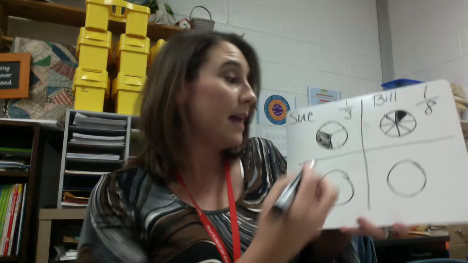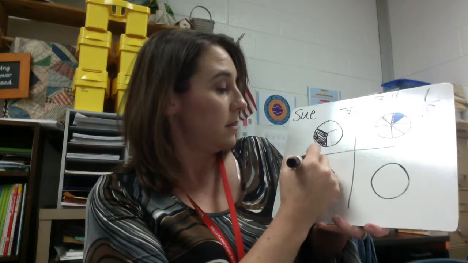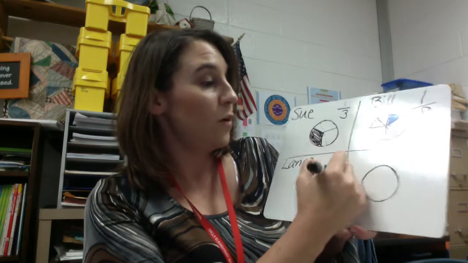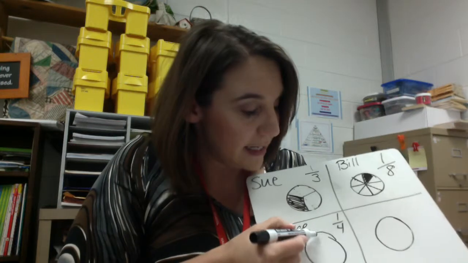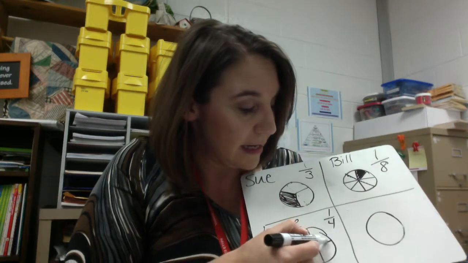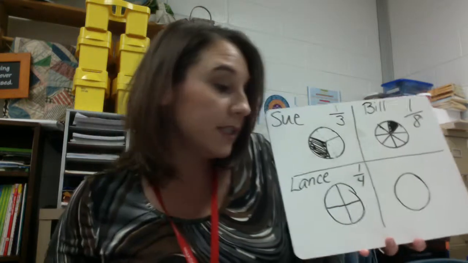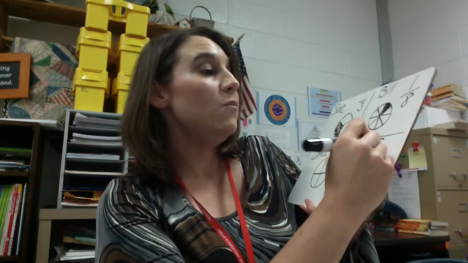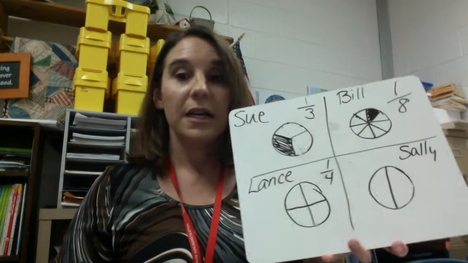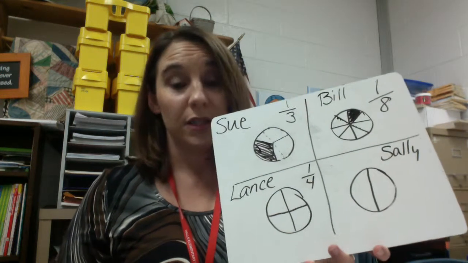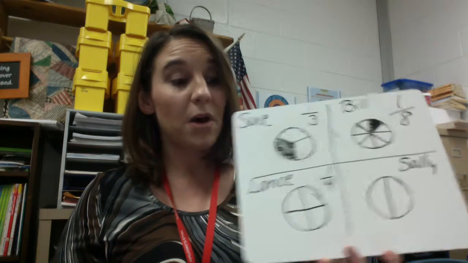So let's think about Lance. Lance ate 1/4. So I know that I need to divide my pie into 4 equal portions. And then Sally ate 1/2. I'm going to let you finish this up on your own.